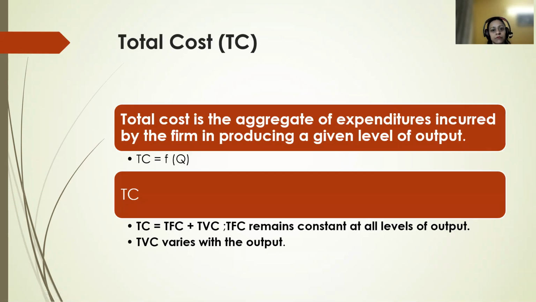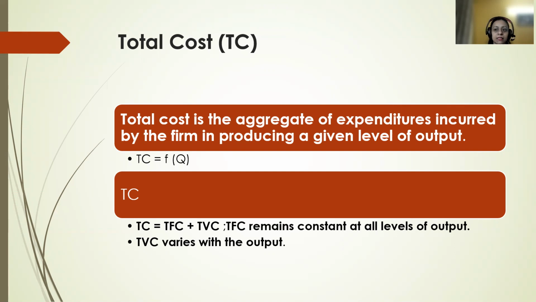Let us talk about different types of cost in detail. Total cost is the total cost incurred in producing any good or service. We can describe total cost as summation of total fixed cost and total variable cost. Remember, in the short run, total fixed cost remains fixed at all levels of output and total variable cost varies with the output.